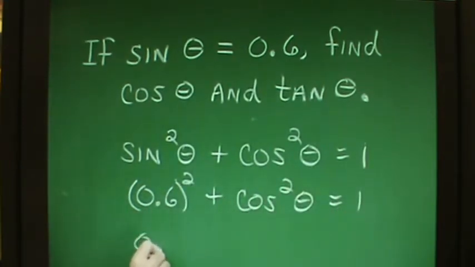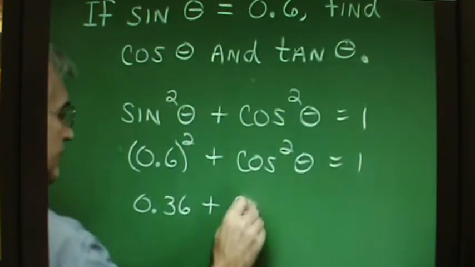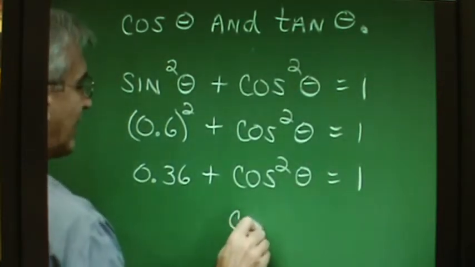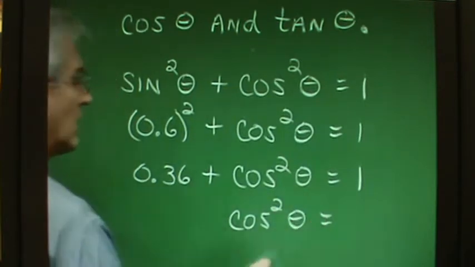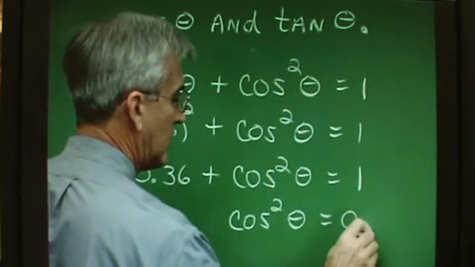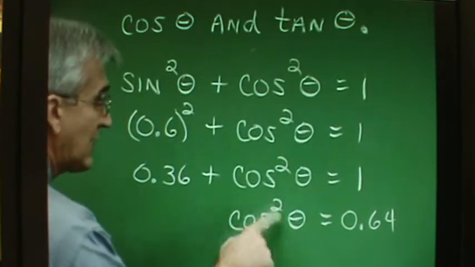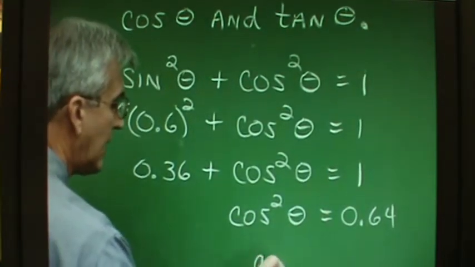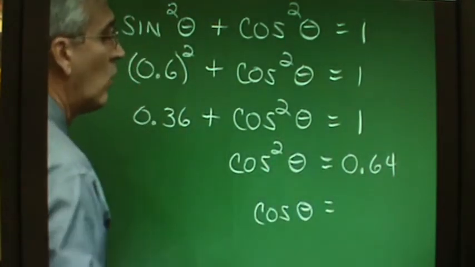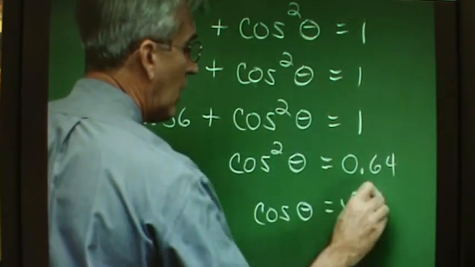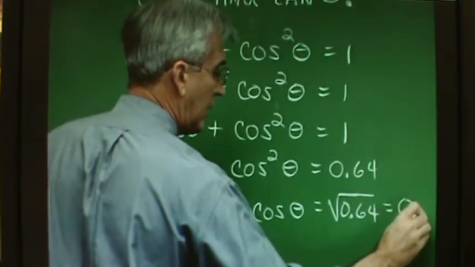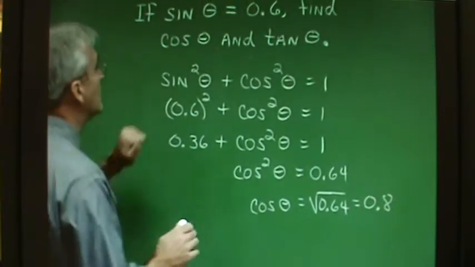This becomes 36/100. Then we subtract 36/100 on both sides, and on the left we'll be left with cosine squared theta. On the right we have 1 minus 36/100, which turns out to be 64/100. And now if cosine squared theta is equal to this value, cosine theta is equal to plus or minus the square root of that value. We want the positive one of those two. So it's the square root of 64/100, or 0.8.